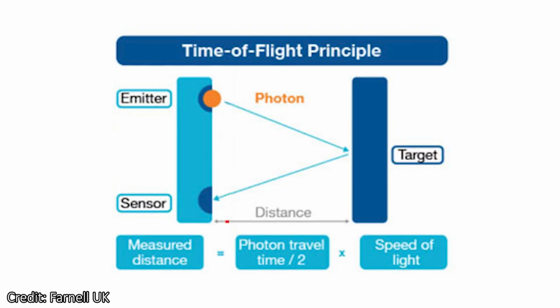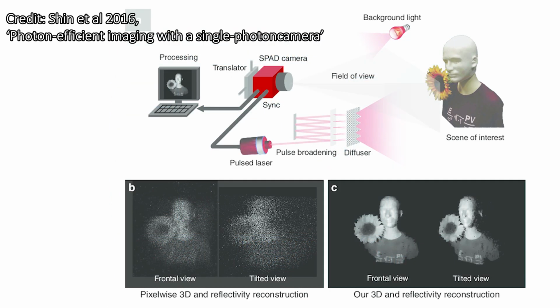And now this histogram shows how far away each photon had to travel. And so it can generate a point cloud, which gives an image of the scene we're looking at.